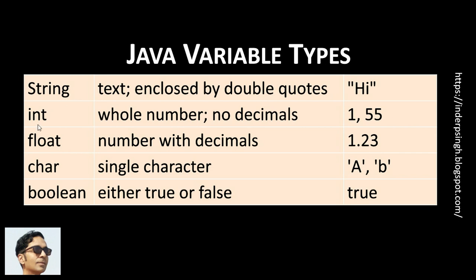And the second variable data type is int. Int is useful for storing whole numbers, meaning there are no places after the decimal point. There is no decimal point only. For instance, 1, 55, 123, and so on.